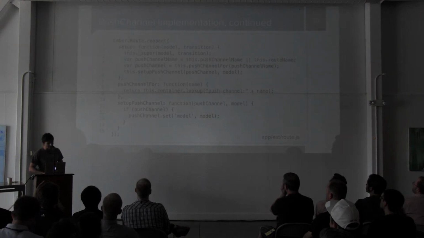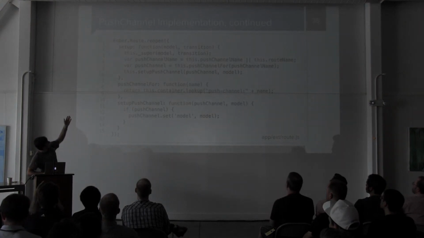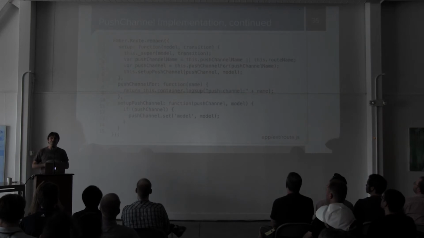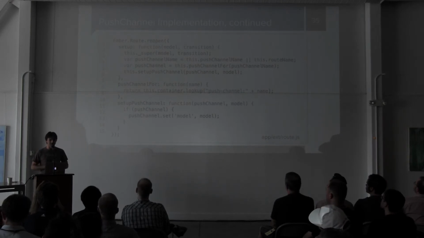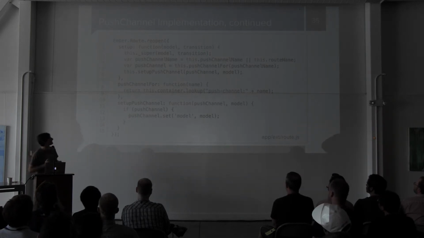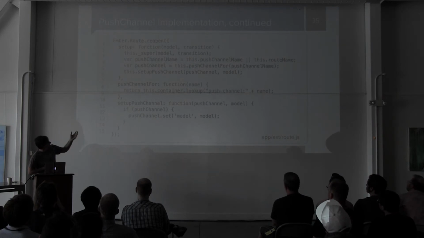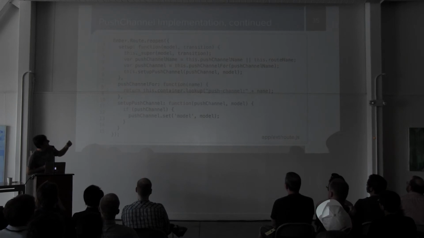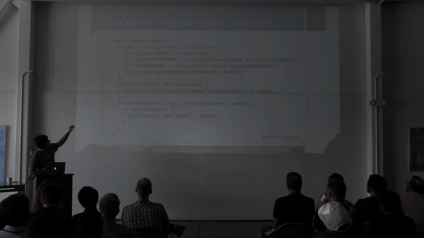And so at the very top, you'll see the setup method that Robert Jackson in his talk described to us as part of Ember route. And the first thing we're going to do on line 3 there is call super so that we get all the existing functionality, including setup controller. And then we're going to figure out the push channel name. We'll allow an override or default to the route name. We'll instantiate a push channel, which delegates to push channel 4.